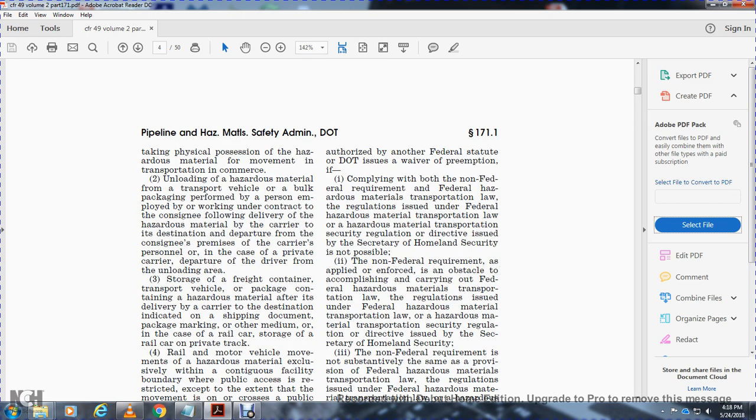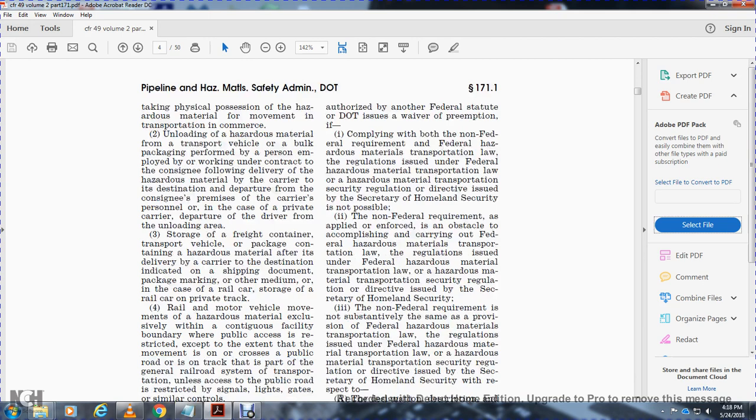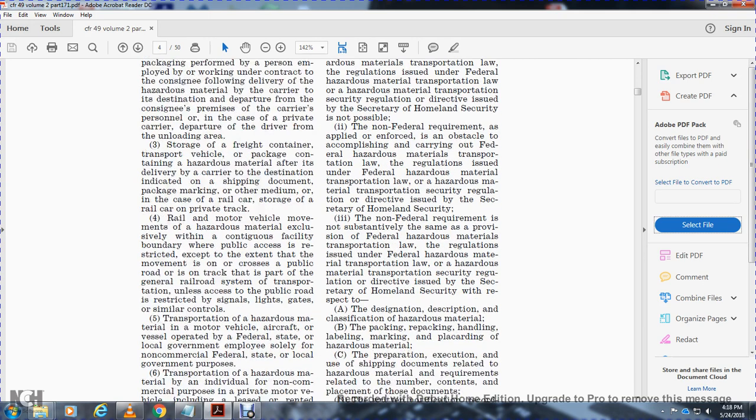Comply with both the non-federal requirements and the federal hazardous material transportation law and regulations, and the hazardous material transportation security regulations and directives issued by the Secretary of Homeland Security, where possible. A non-federal requirement is preempted if it is an obstacle to accomplishing and carrying out the federal hazardous material transportation law, regulations issued under it, or the hazardous material transportation security regulations and directives issued by the Secretary of Homeland Security.